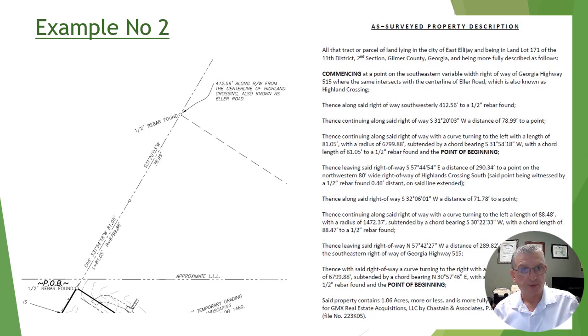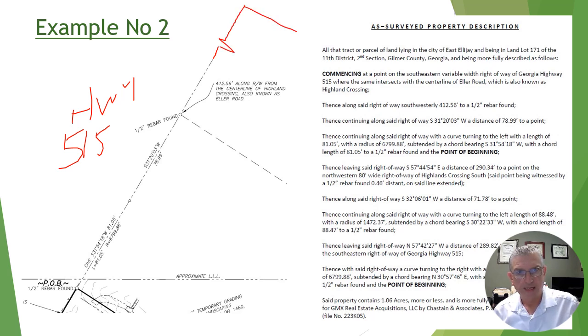Now let's look at example number 2. This is one that has an off-site commencement point. So I'm going to just kind of illustrate for you that this is Highway 515. Now you've got the whole plat, but just note that this is Highway 515, and not to scale, we come all the way up here to Highland Crossing. And this right-of-way intersection has physically been boogered up with some entrance features, some pylon signs and that sort of thing, but the position of this right-of-way intersection is not in question.